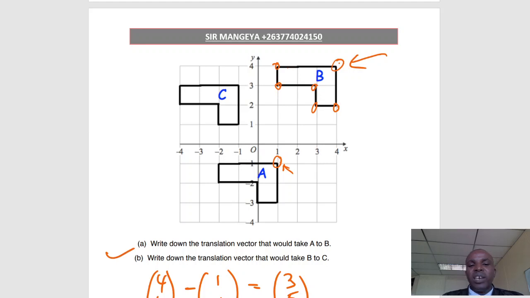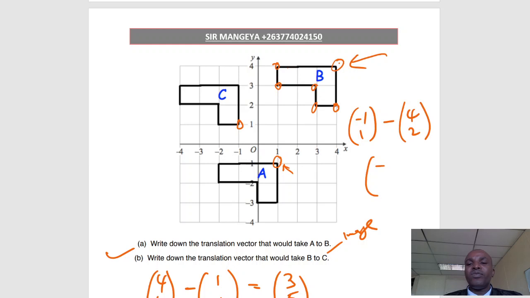Now the second part, B, write down the translation vector that would take B to C. C is the image and B is the original now. B to C, B to C. So you take C, I can choose this one, this one, any of the 6 points. So what are the coordinates of this one? You start with the image, that's C, minus 1, 1. Minus, then this point, 4, 2. Then subtract, minus 1 minus 4, minus 5, 1 minus 2, minus 1. So this will be the translation vector.